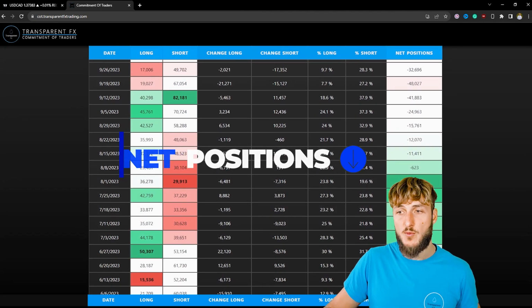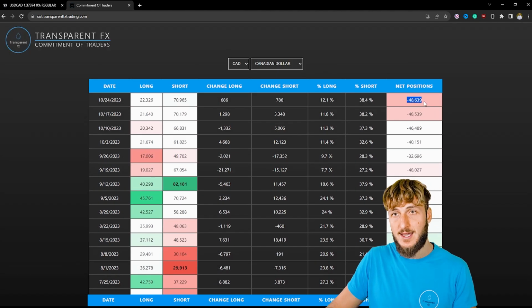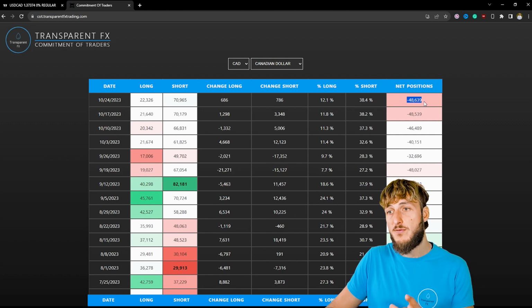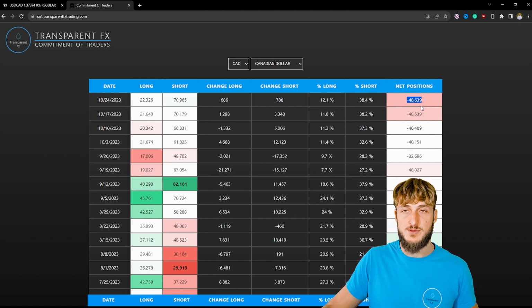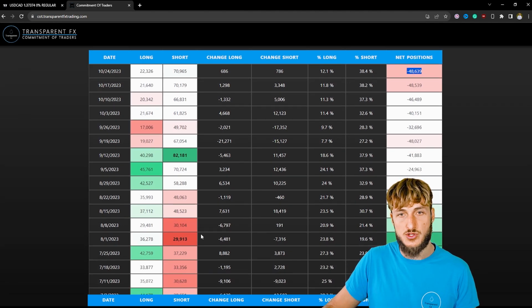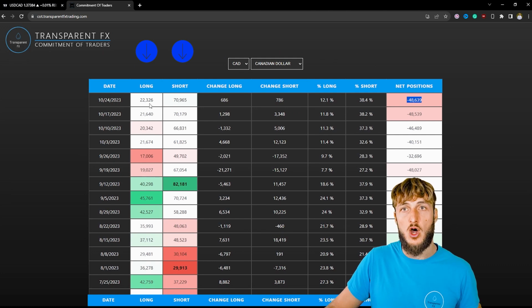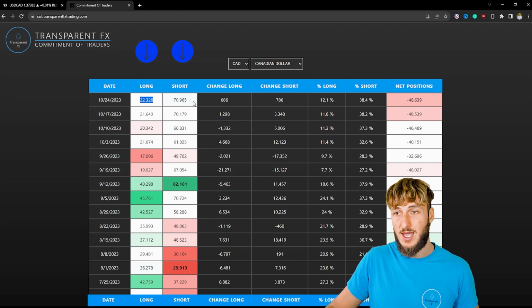We went, in fact, from having a positive net positioning of plus 6.3k net positions all the way down to now having a negative net positioning of minus 48.6k net positions, meaning that institutions went from having more longs than shorts on the CAD to now having way more shorts than longs, so the completely opposite situation, with now 70.9k shorts compared to only 22.3k longs.